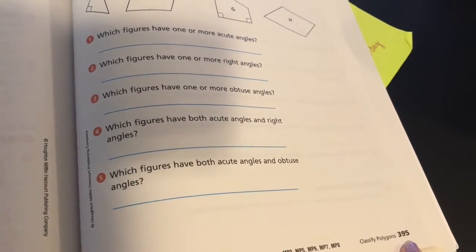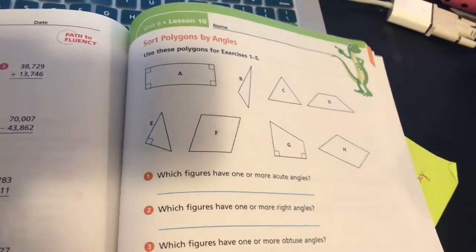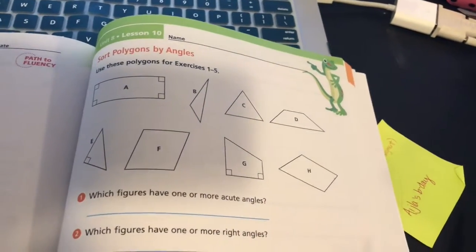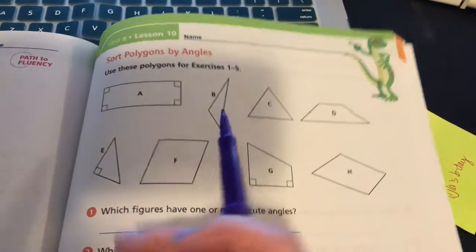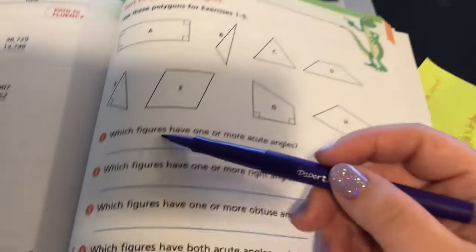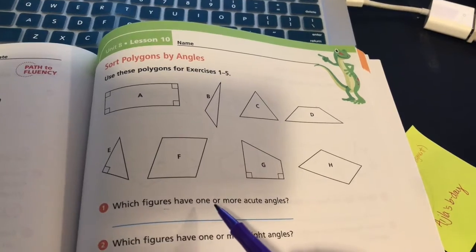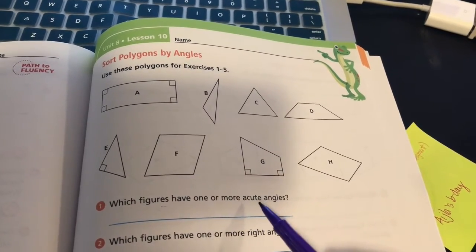All right, boys and girls, go ahead and open up to page 395. We're going to be doing a quick lesson on some polygons and their angles today, okay? We're going to be using this set of polygons to answer questions 1 through 5, all right? So, question 1 says, which figures have one or more acute angles?